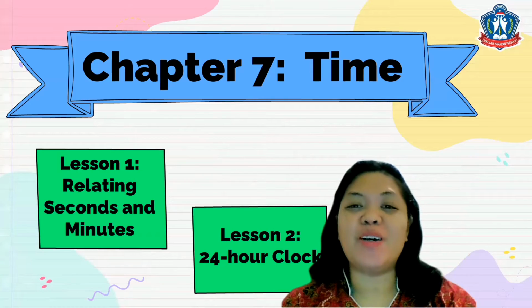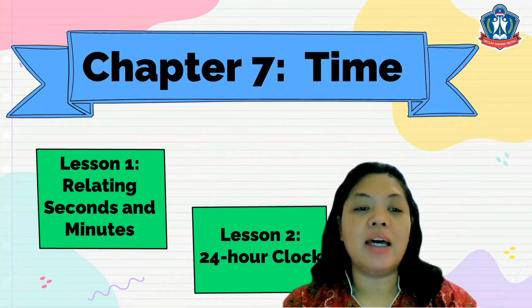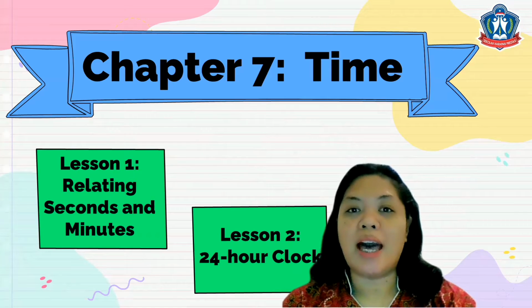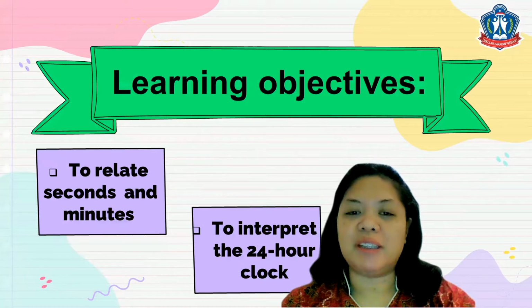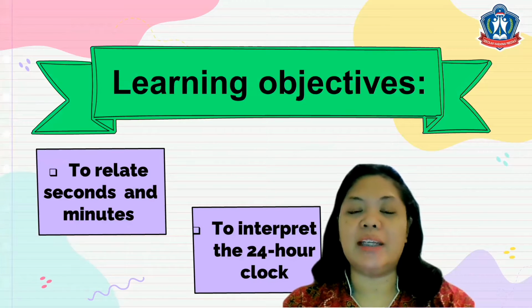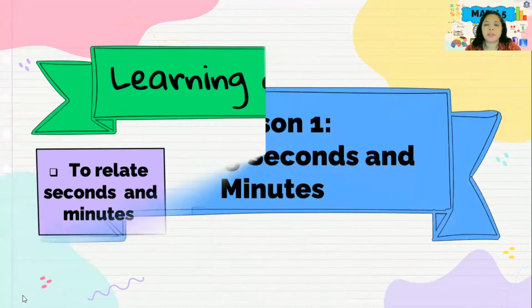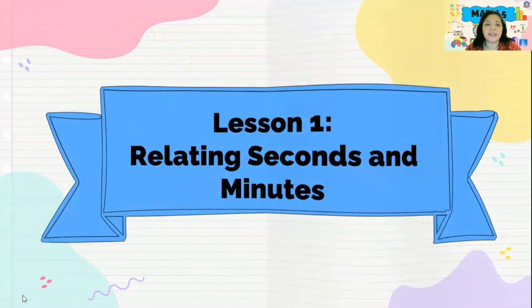In this video, you will learn Chapter 7. Yes, we are now on Chapter 7 and we will talk about time. In these lessons, you will learn two topics. We have Lesson 1, relating seconds and minutes, and also how to interpret the 24-hour clock. The learning objectives of these lessons are to relate seconds and minutes and to interpret the 24-hour clock. Okay, children, are you ready? Come on, let's start with Lesson 1, relating seconds and minutes.